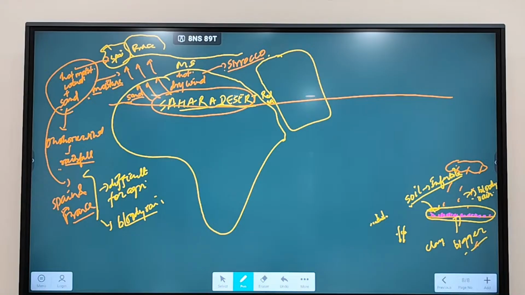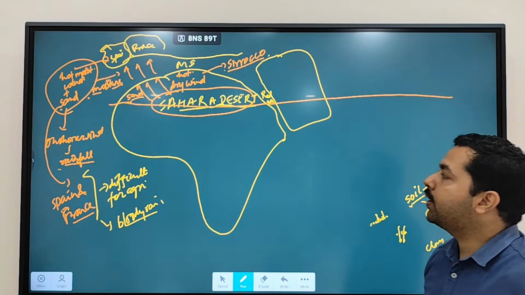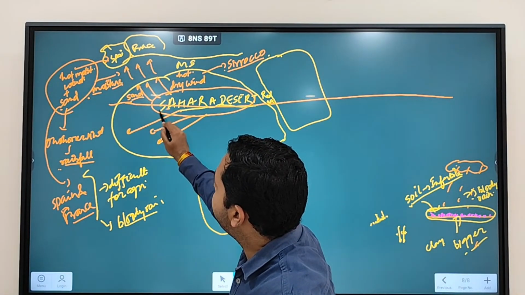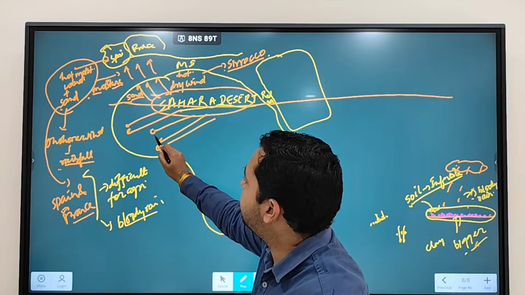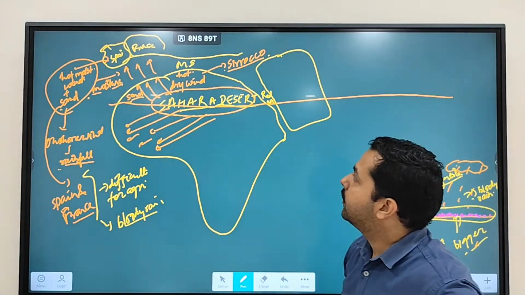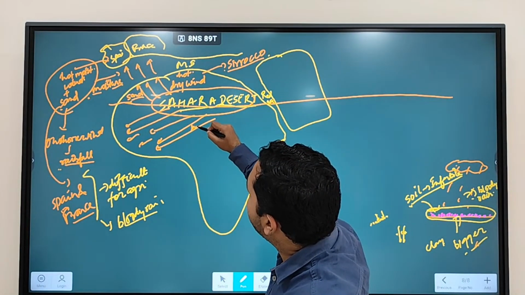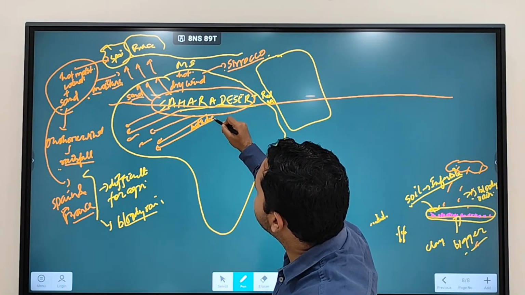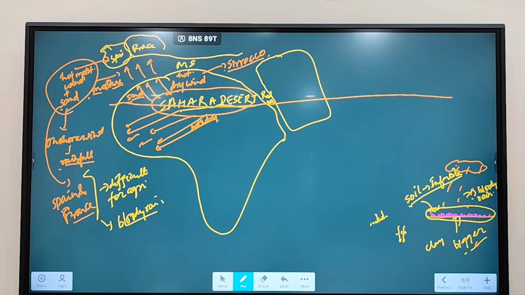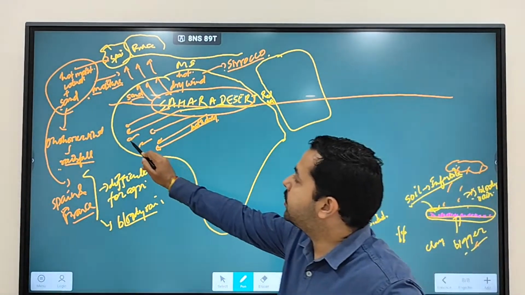Now from the same Sahara Desert, one of the winds also comes toward this side, like this. Again, which type of wind is it going to be? Hot and dry wind. Why? Because it originates in a desert region, a hot desert, so it is going to be a hot and dry wind.